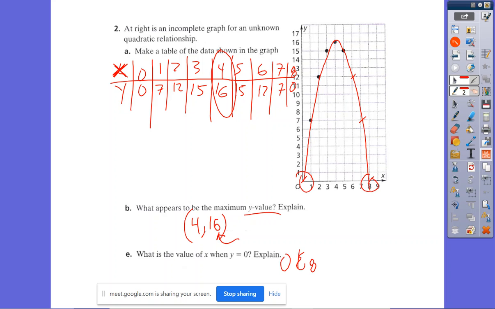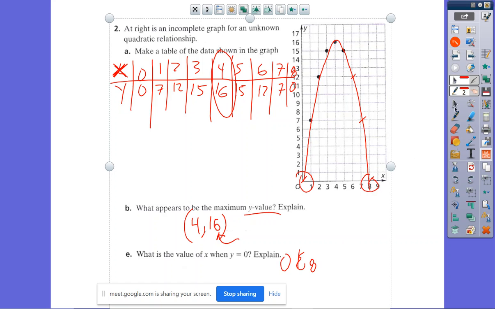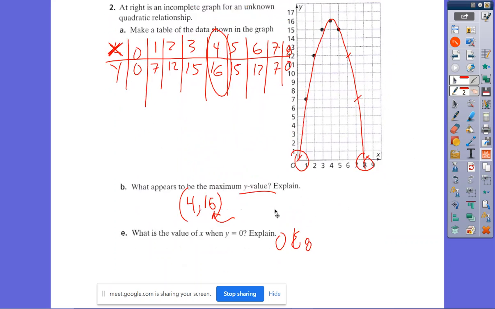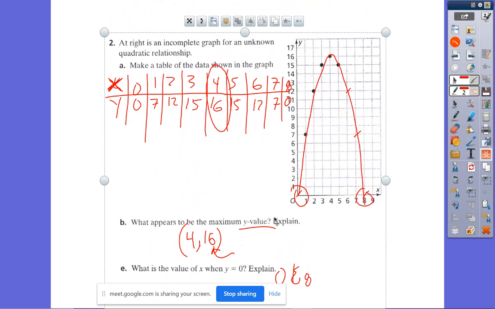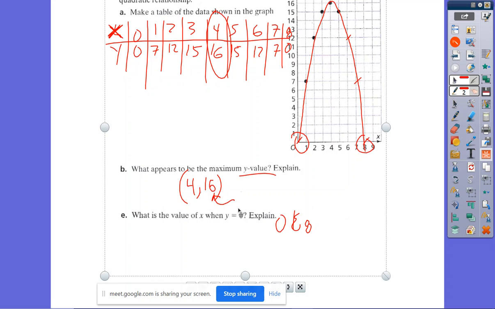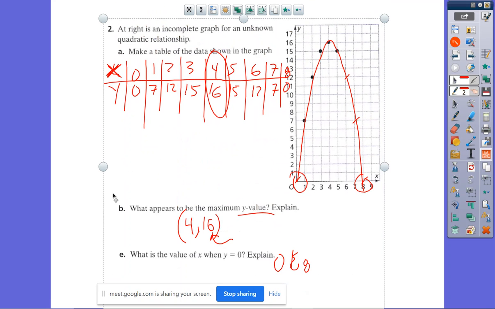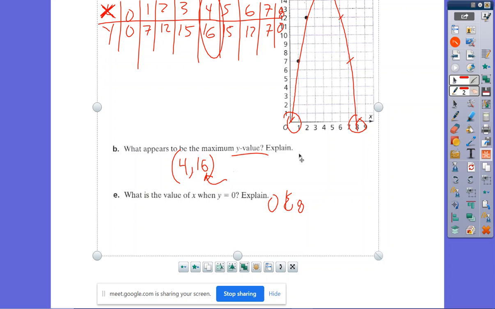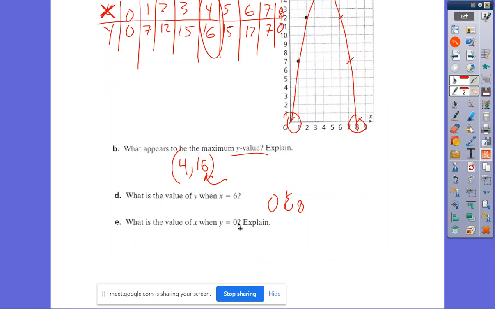All right, I think that is all of the questions. Can anyone think of any other questions that I am missing here? 2D. Where's 2D? I don't have it. What does 2D ask? 2D is what is the value of y when x equals 6? Ah, what is the value of y when x equals 6? Let's see. Oh, look at that.